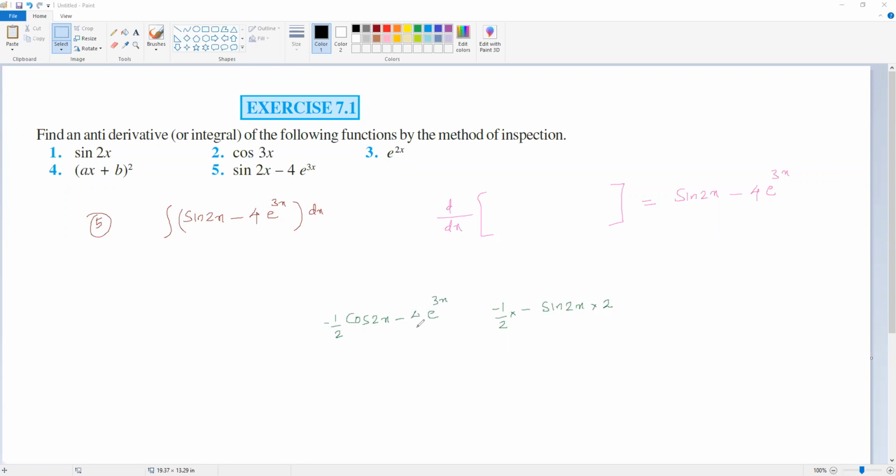4 is also a constant, so we will write 4 here. When we take the derivative, minus 4 is a constant because it is there in the function. The derivative of e to the power 3x is e to the power 3x into 3. But we did not want that 3, so we need to multiply by 1 by 3 there. So here also we have to divide by 3. That means the derivative of minus 1 by 2 cos 2x minus 4 by 3 e to the power 3x is equal to sin 2x minus 4 e to the power 3x. So we have checked. Therefore, the answer is equal to minus 1 by 2 cos 2x minus 4 by 3 e to the power 3x plus c.